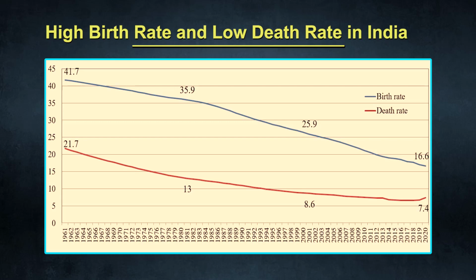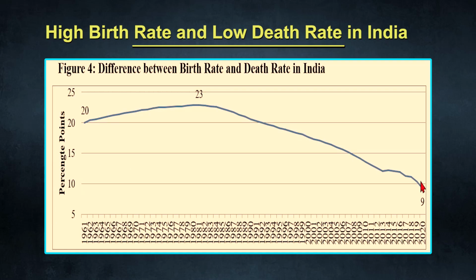to the birth rate. In the year 1961, the mortality rate or death rate in India was 21.7%, which decreased to 13% in the year 1981, 8.6% in the year 2001, and 7.4% in the year 2020.